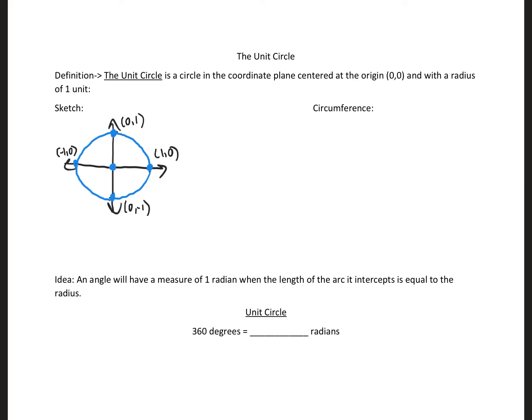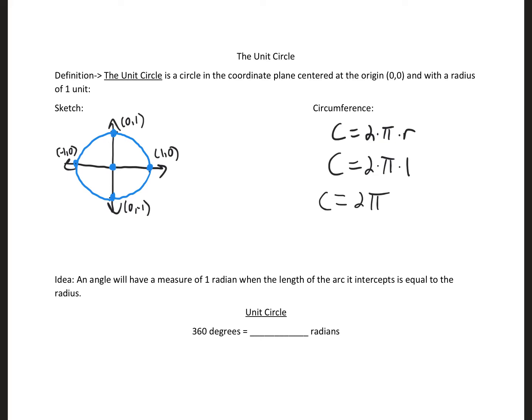Let's talk about the circumference of the unit circle, because this is going to play an important role in converting between degrees and what we call radians. Recall that the circumference of a circle is 2 times pi times the radius. Since the radius of the unit circle is 1, the circumference, the distance around the unit circle, is 2 times pi times 1. So the circumference is 2 pi.